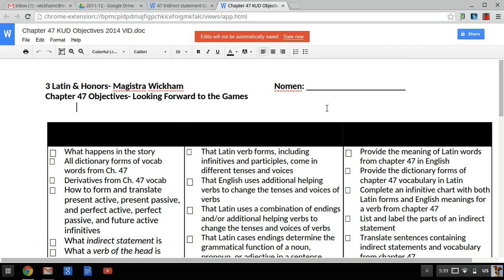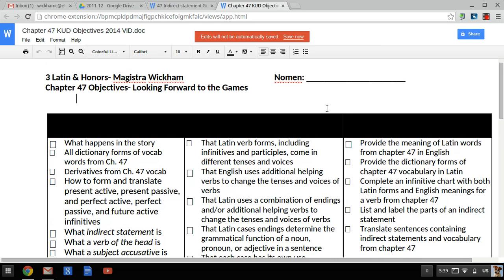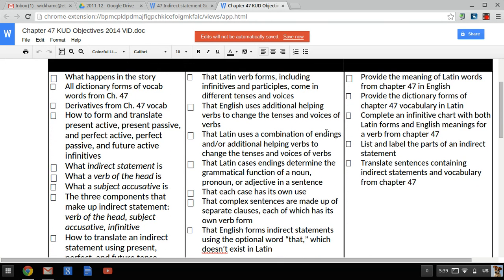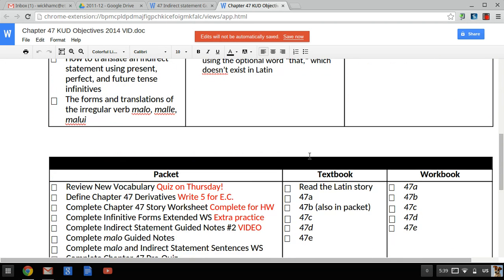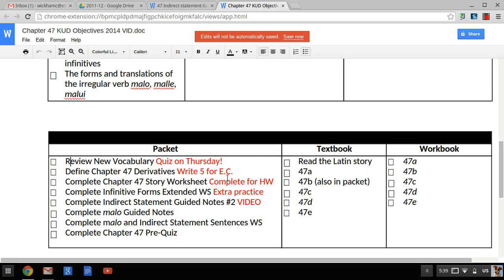I'm going to start by talking about our objectives for the week and things you should note of importance. We talked about this yesterday on Monday, but I want to review it so that we all know what to expect. Starting with the packet, your quiz for new vocabulary will be on Thursday. You need to define Chapter 47 derivatives. That's for extra credit. If you want to write 5 Chapter 47 derivatives from the list and write definitions for them in English, that would be worth some extra credit homework points.